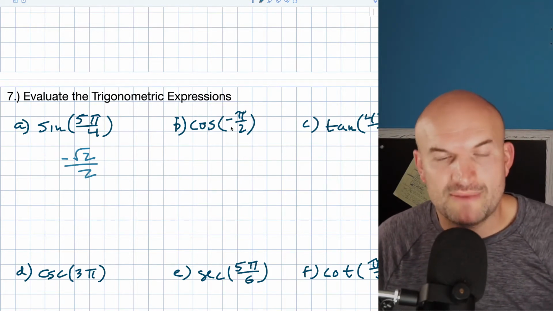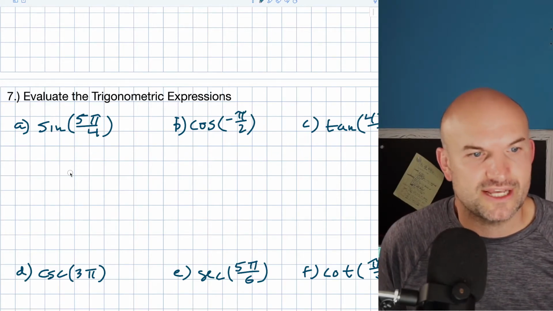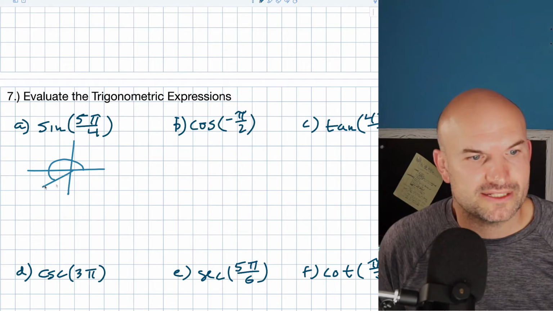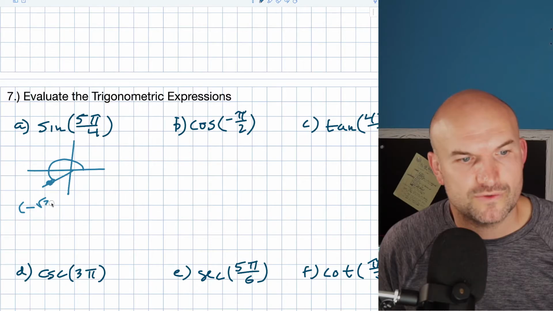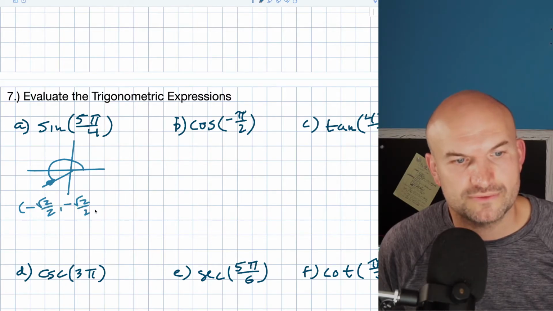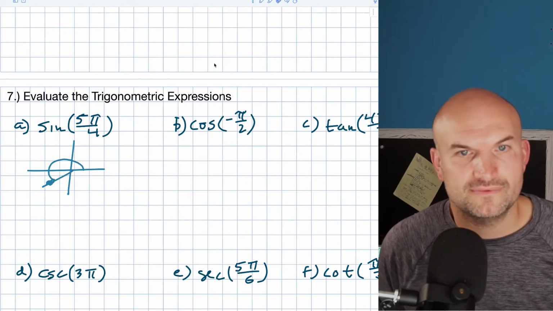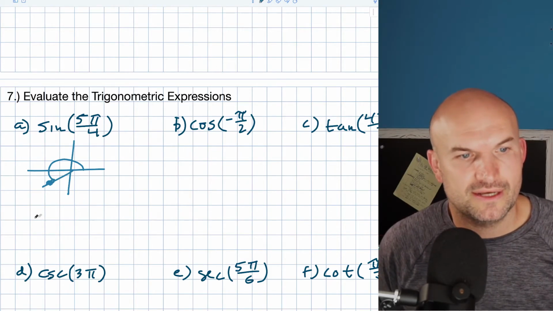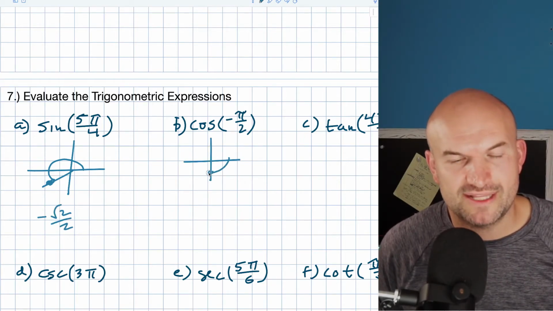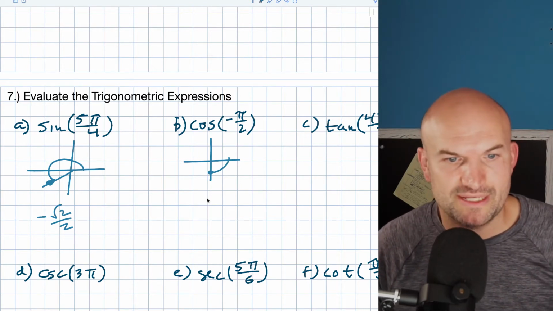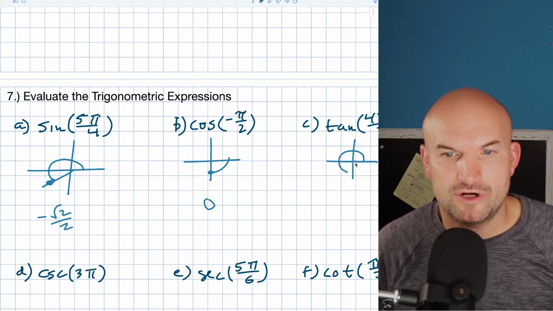Cosine of negative pi halves. Actually, let's sketch the angle here. I'll sketch the angle so you can see how I'm getting it. There's the point right there, and it's negative square root of 2 over 2, comma, negative square root of 2 over 2. So the answer here is a negative square root of 2 over 2. Over here, negative pi halves is right there. The x coordinate in that case is going to be 0. 4 pi over 3 is all the way down here.